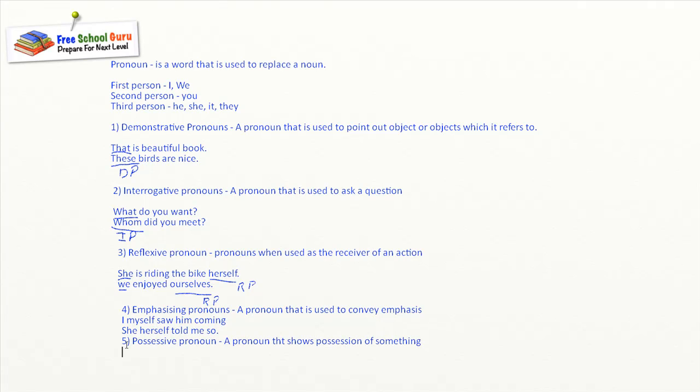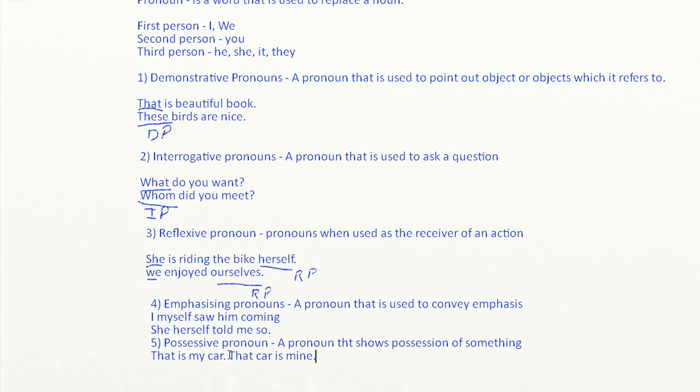Let's take an example. That is my car. Okay, now if I say I need to use a possessive pronoun here, I would say that car is mine. Okay, so that is my car, and if I convert it, it becomes that car is mine. So mine becomes possessive pronoun. Okay, let's take some more examples of such words.